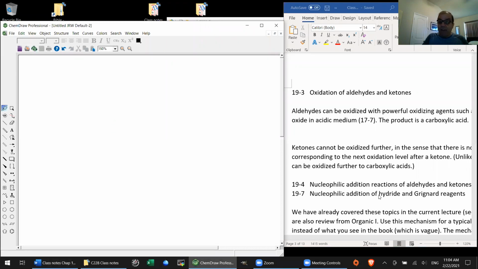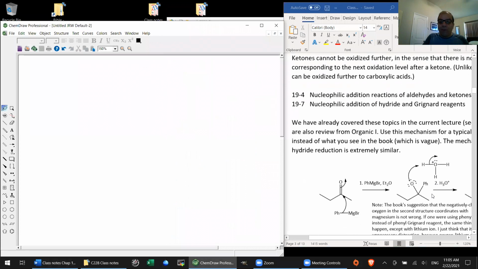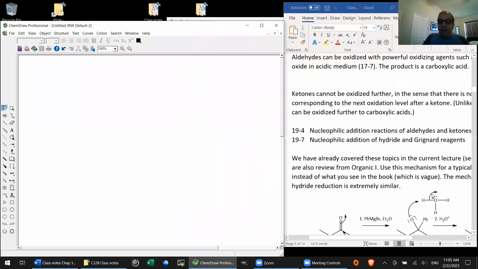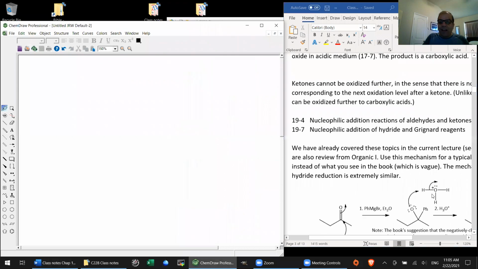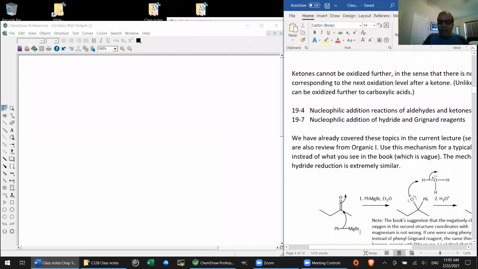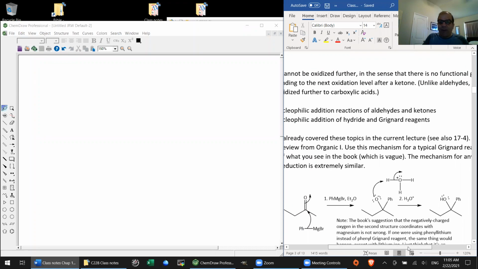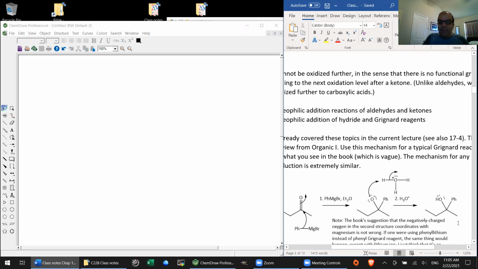That would include hydride reagents like sodium borohydride and lithium aluminum hydride, and Grignard reagents. So I just wanted to point out, in terms of the mechanism of these reactions, I'm a fan of something more like this. Let's say that we treated 2-butanone with phenylmagnesium bromide in diethyl ether, followed by an aqueous or aqueous acid workup. This is a reaction we've talked about before, and it produces an alcohol, in this case, a tertiary alcohol.